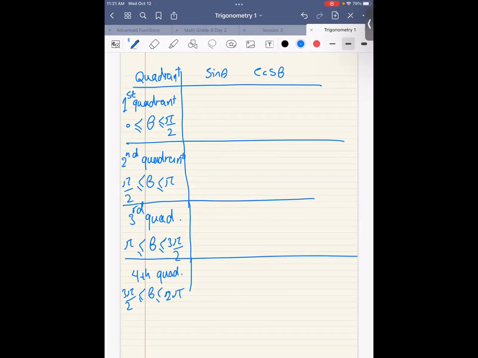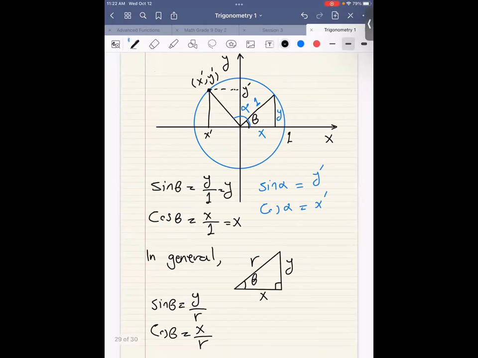So sine in the first quadrant and second quadrant is positive. In the third and fourth, sine is negative. Cosine positive, negative, negative, positive. But again, I want to emphasize, you don't have to memorize because you just need to understand the unit circle. Just look at the definition of sine and cosine, because you know when x and y are either positive or negative. Okay?